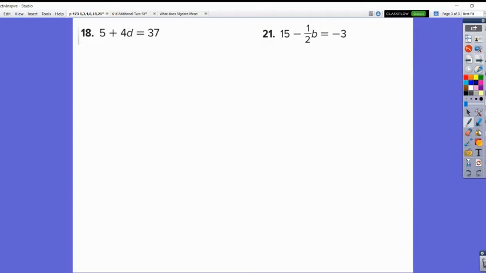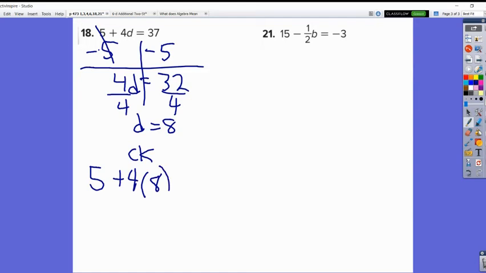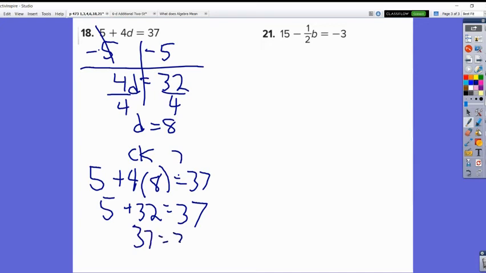All right, back here, another simple one, really, number 18, all additions here. And so we'll subtract 5 from both sides. These are the easiest ones where you don't have to deal with positive and negative numbers. 4D, and 37 minus 5 is 32. So divide both sides by 4, and D equals 8. And a check says that 5 plus 4 times 8 might equal 37. That's 5 plus 32. Using the order of operations again, multiply first before you add, and 37 does equal 37. So my check is good, and my solution is D equals 8.